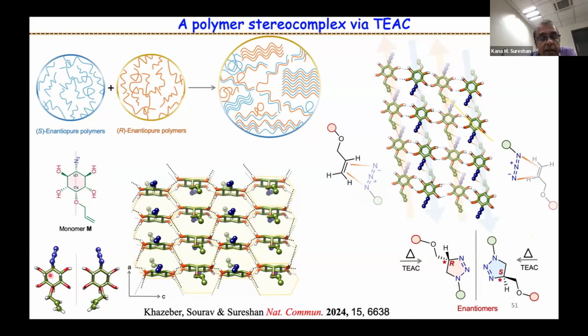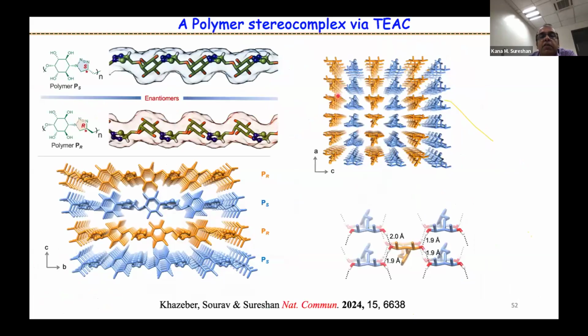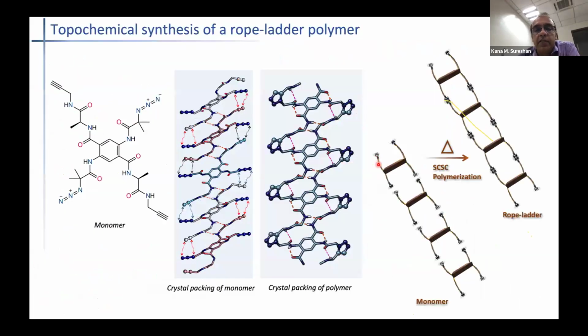These are called conformational enantiomers. They are self-sorted, and they react in a crystal-to-crystal fashion, giving a perfect stereocomplex. This is a polymer having only one chirality, R chirality, and the next one is S chirality, and back and forth. You can get this kind of perfect stereocomplex because of the crystal arrangement. And yes, this is a ladder polymer.